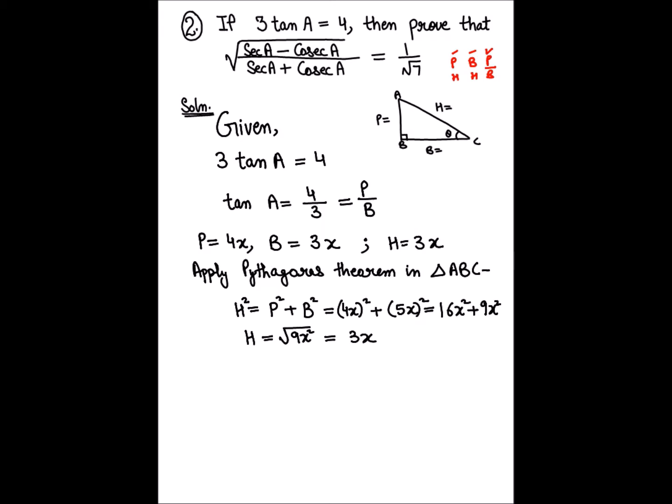So here, after applying the Pythagoras theorem, we get the value of H as 5x. This 3x is wrong. I'll correct it soon. So the value of H that we get is 5x. So we have perpendicular as 4x and the base as 3x, also hypotenuse as 5x. Let me erase this wrong value of H first. This should not be 3x, this should be 5x. So let's correct it first.